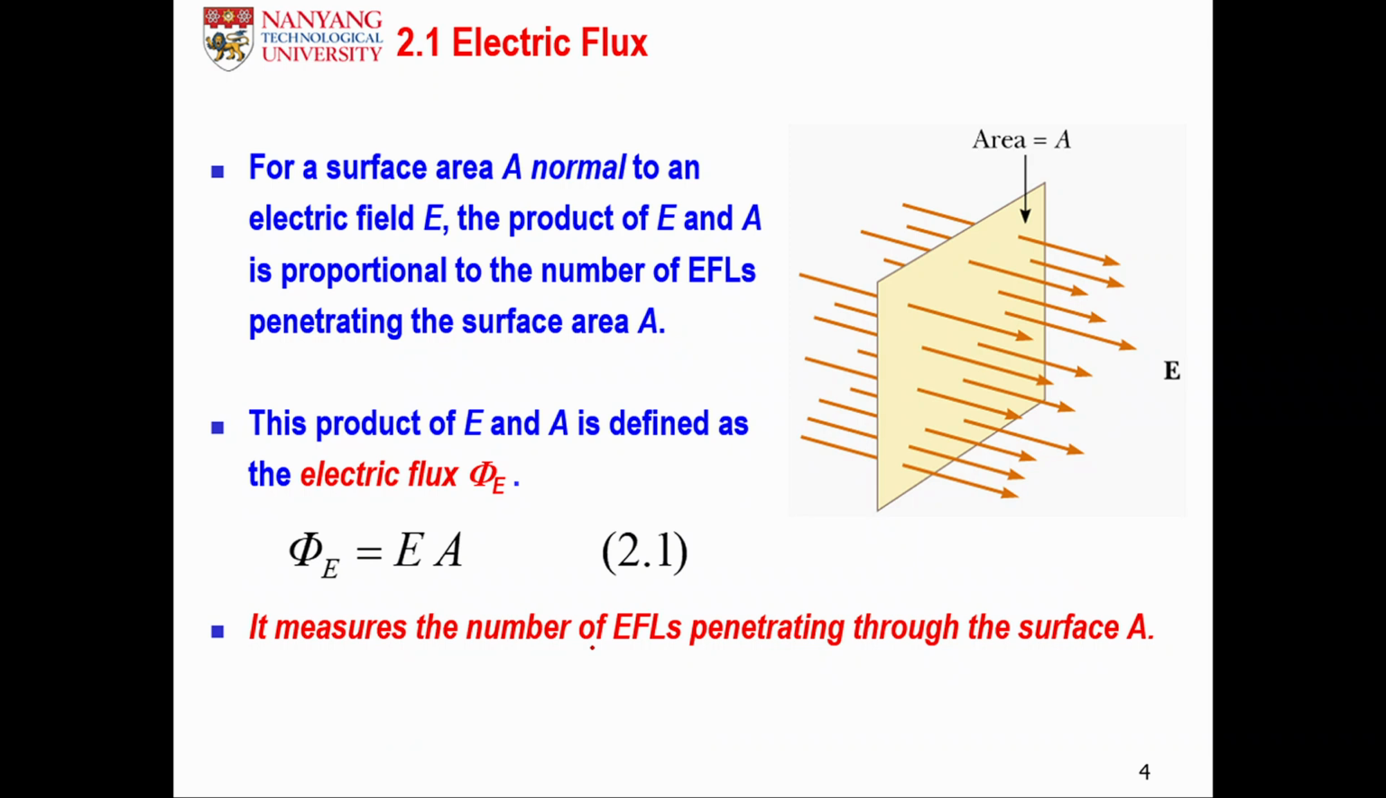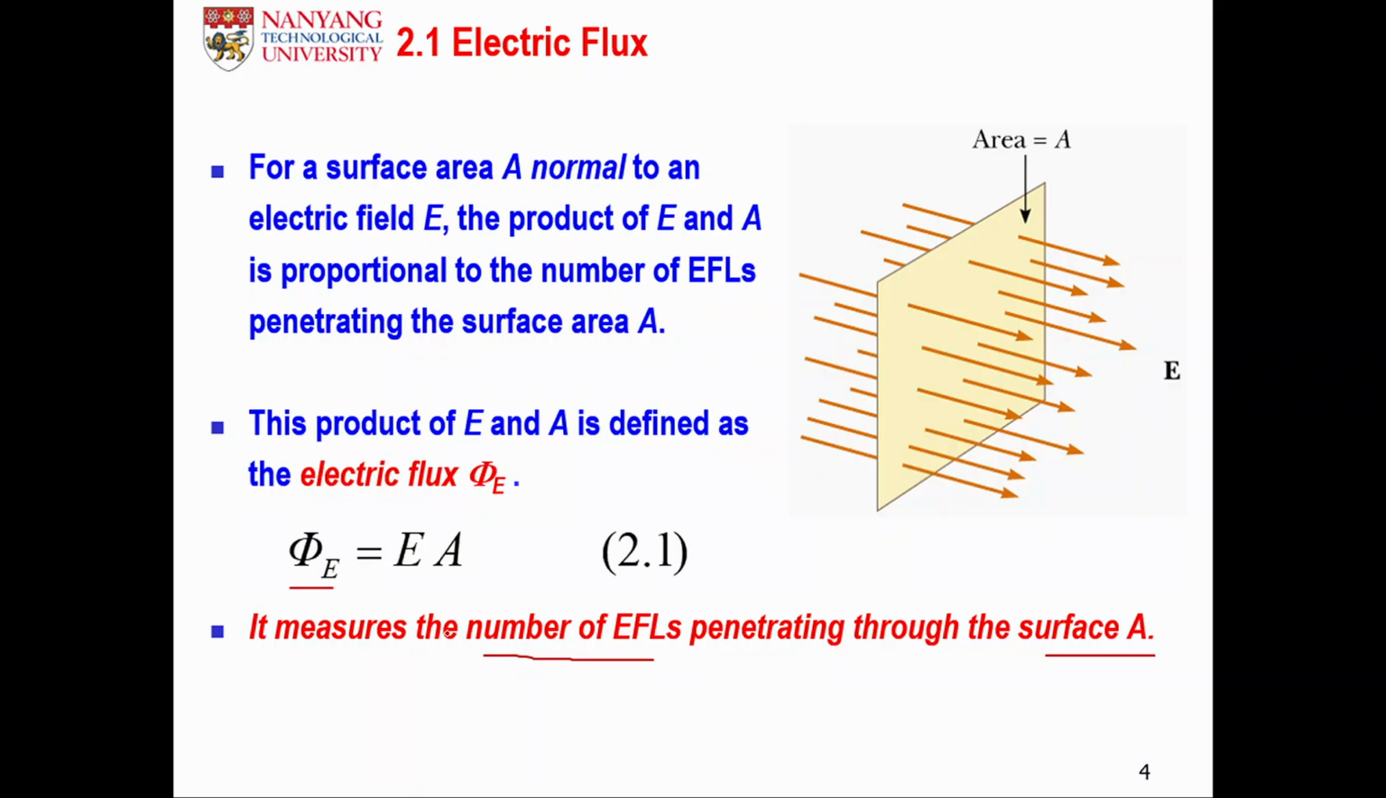And the electrical flux is a physical parameter that basically measures the number of electrical field lines, the number of electrical field lines penetrating through a surface. So now you can see this electrical field line, the very last topic we covered in the first lecture. Now you see the connection between the electrical field line and this new parameter, electrical flux, phi E. Right? So it measures the number of electrical field lines penetrating through a given surface.